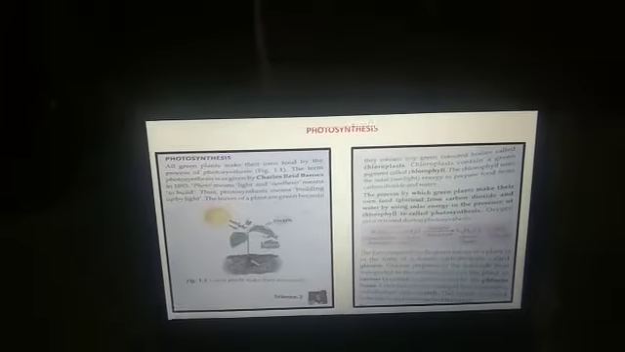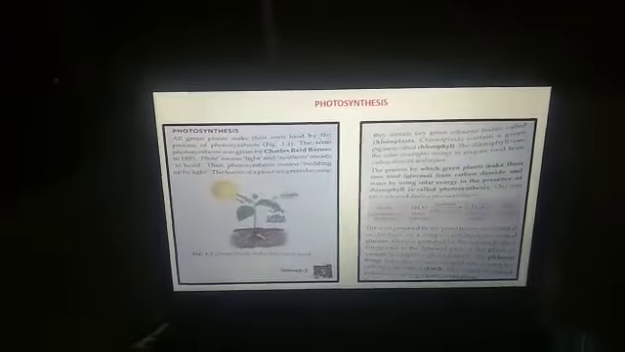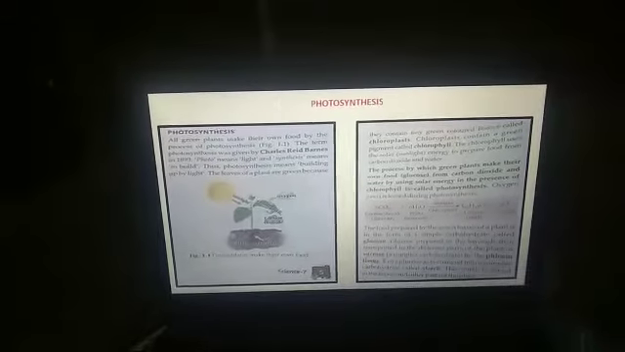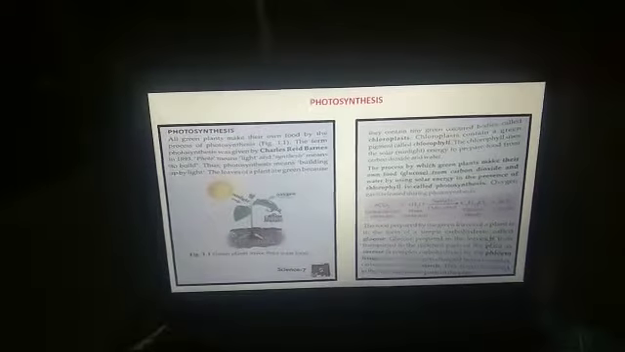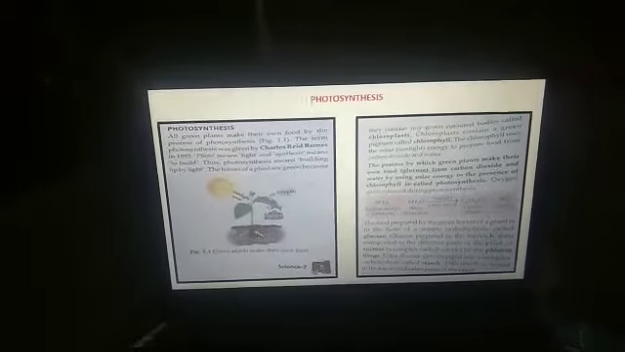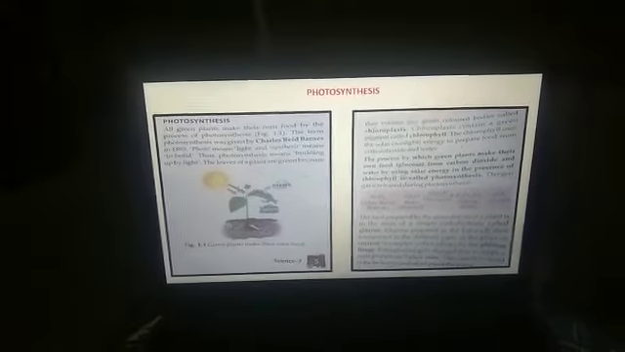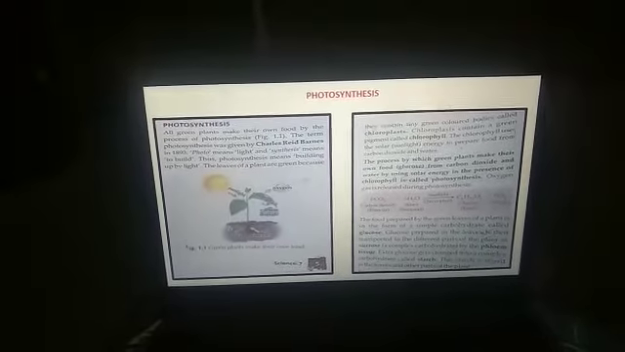Now what is the function of chlorophyll? The chlorophyll is actually helpful in trapping sunlight or solar energy. This solar energy is trapped with the help of chlorophyll, and the solar energy is converted into chemical energy in the form of glucose.